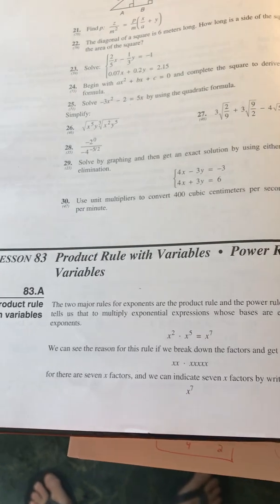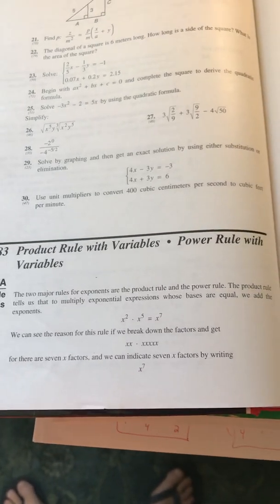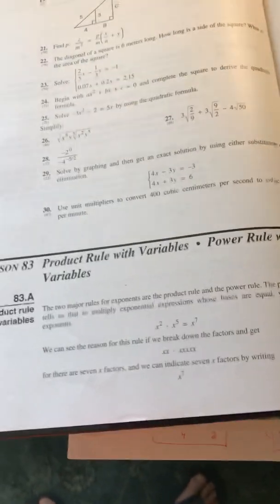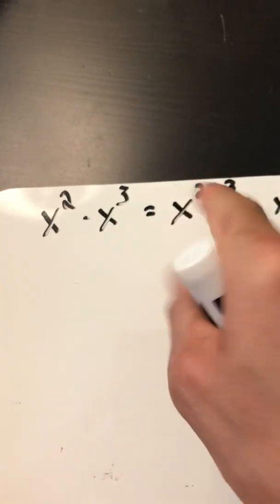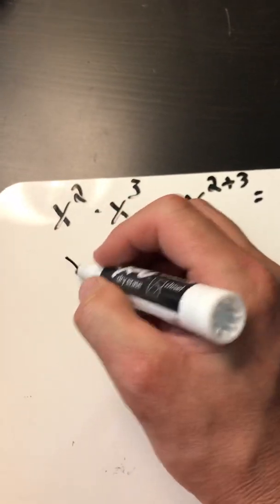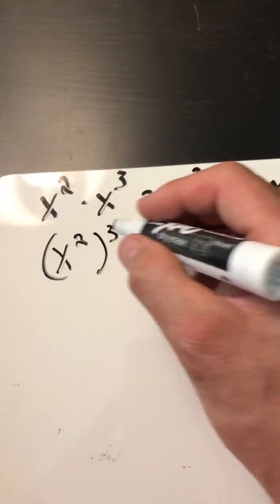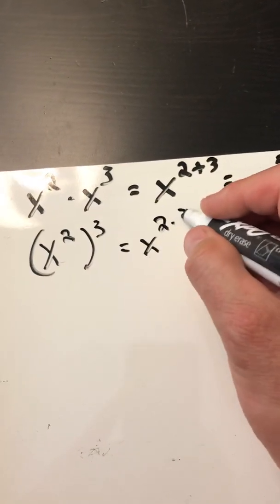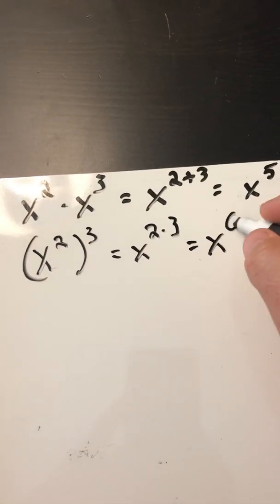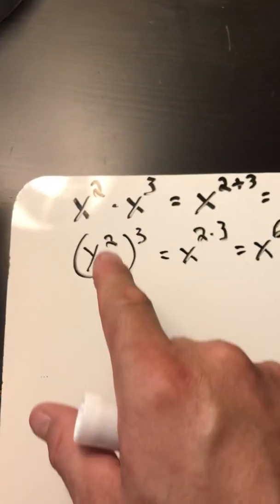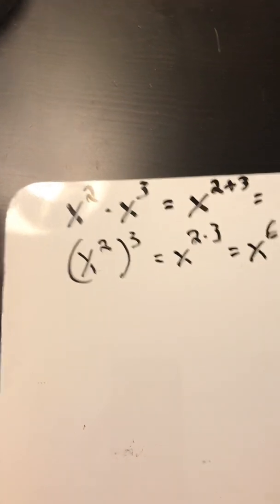Problem set 83, product rule with variables, power rule with variables. Now, fellas, when you have a base times a base, you add the exponents. And when you have an exponent to an exponent, you multiply the exponents. X to the sixth. See, two different answers. Base times a base, add the exponents; exponent to an exponent, multiply the exponents.